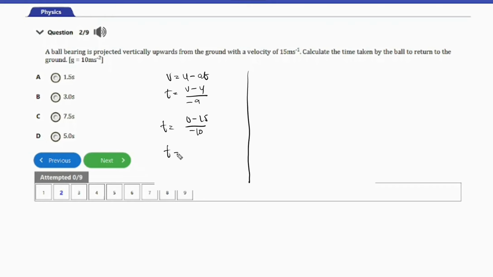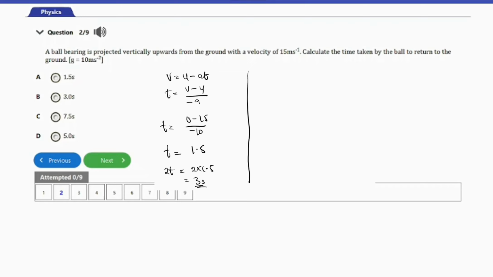So if we cancel out here, we'll have t to be 1.5. But guys, that's the time taken for the ball to reach the maximum height, and the total time that will be taken for the ball bearing to return to the ground will be 2t. So that's 2 times 1.5, and that's 3 seconds. So option B is the answer to this question, guys.